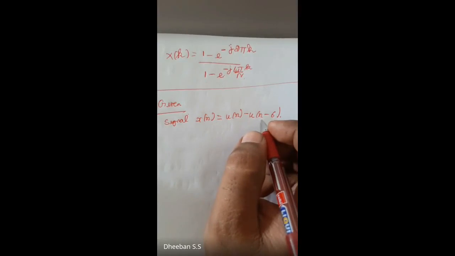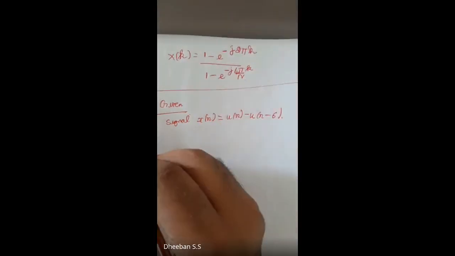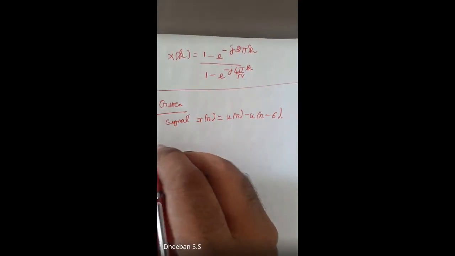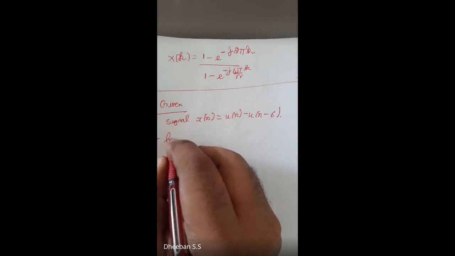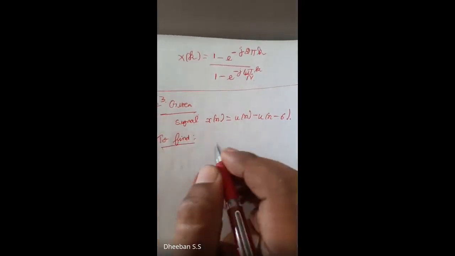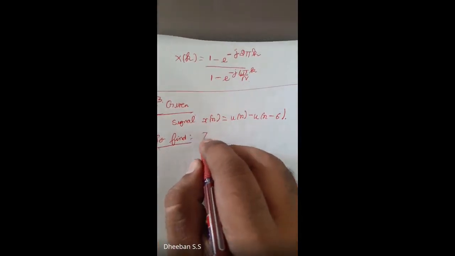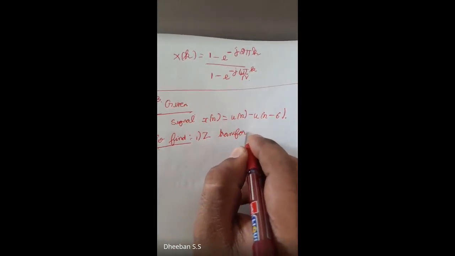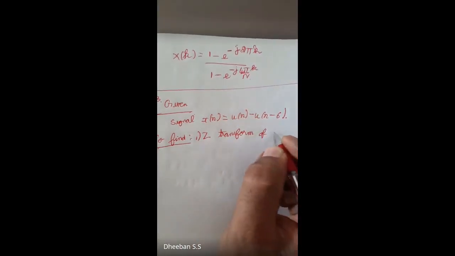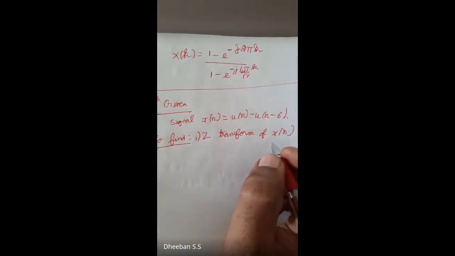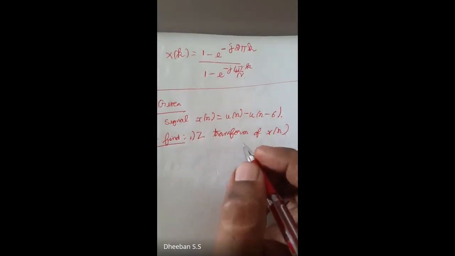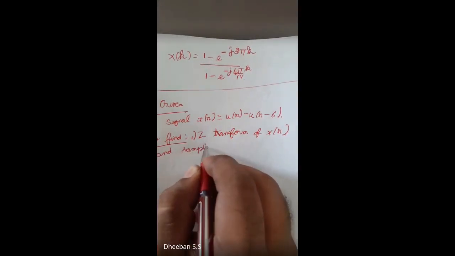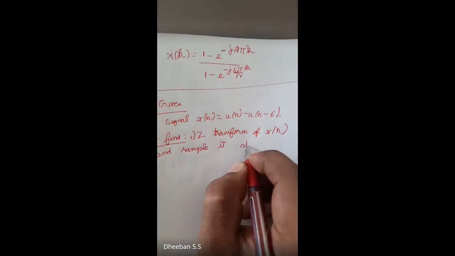What they are asking to find is, first, the Z transform of x of n. And second, sample it at 4 points.